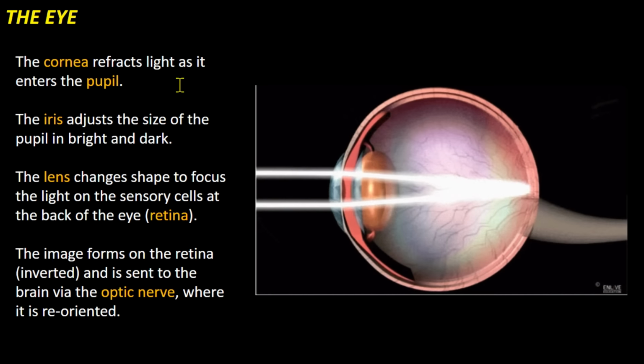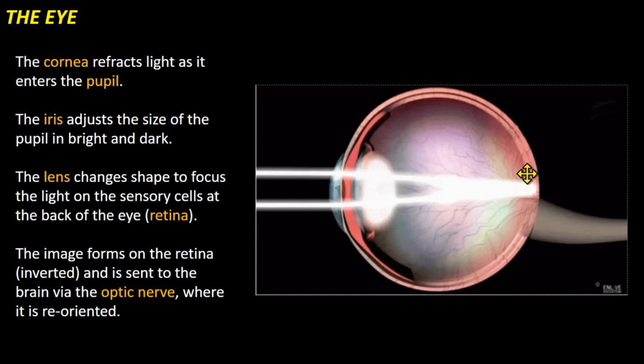So let's go through this again. The cornea refracts the light as it enters the pupil. The iris is going to adjust the size of the pupil in bright and dark environments. The lens is going to change shape to focus the light on the sensory cells at the back of the eye. This is where the retina and the fovea are.